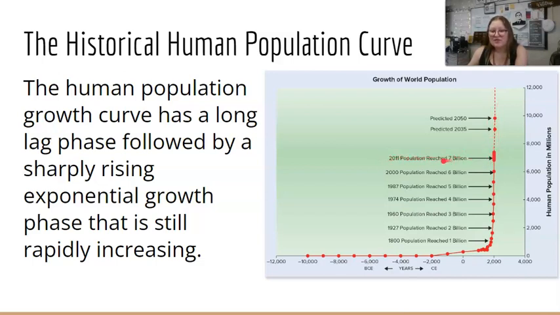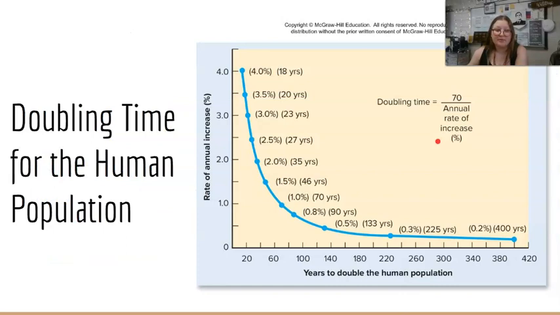So 2011, we reached 7 billion people. We are now at 8 billion people. And we are expected to be at 10 billion people by the year 2050. And that could increase even more if our population growth rate doesn't go down or if it goes up.